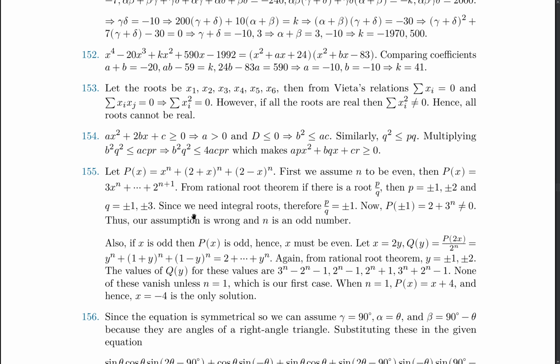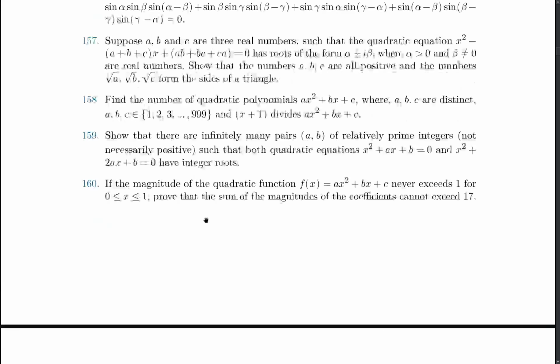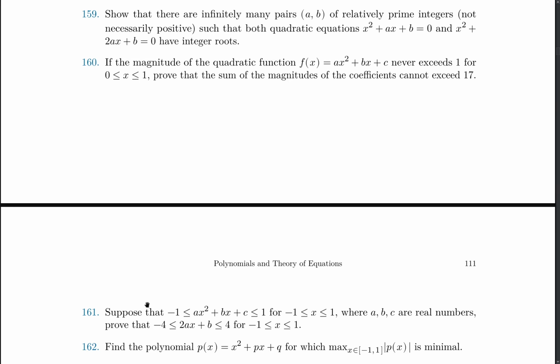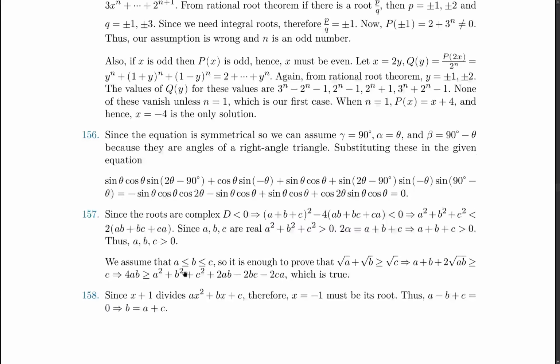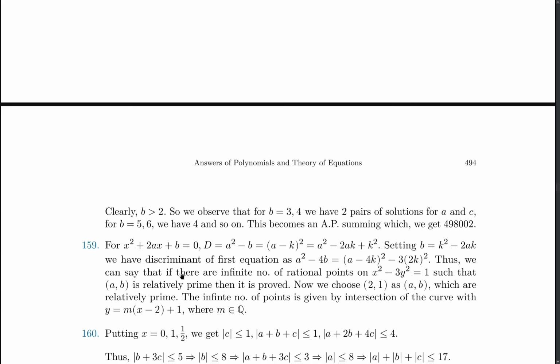So let's move on to question number 161. Question 161 says that suppose the value of ax^2 + bx + c lies between -1 and 1, where x lies between -1 and 1, that is |x| is at most 1, and a, b, c are real numbers. Prove that |2ax + b| would be less than or equal to 4 for the same values of x, that is |x| at most 1. Sorry, less than or equal to 1, not less than 1. So we move on to the solution of 161.